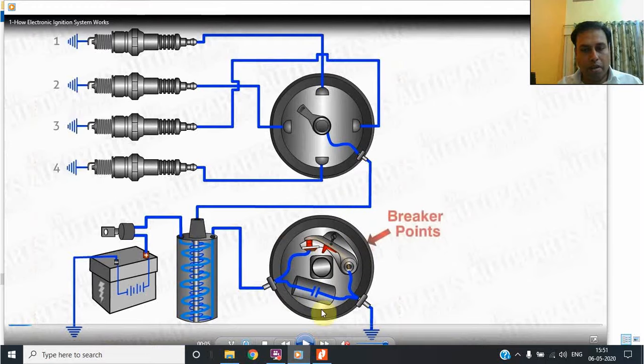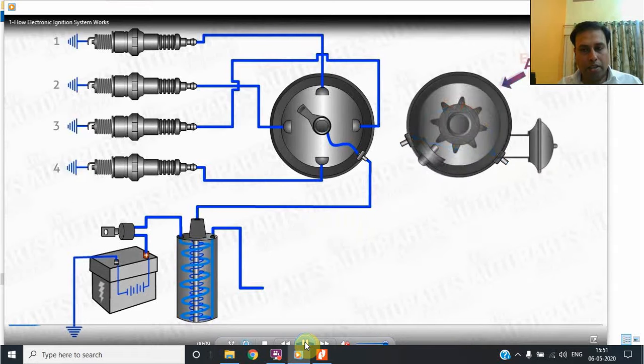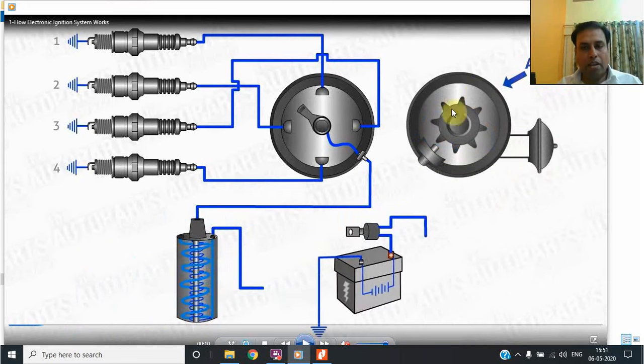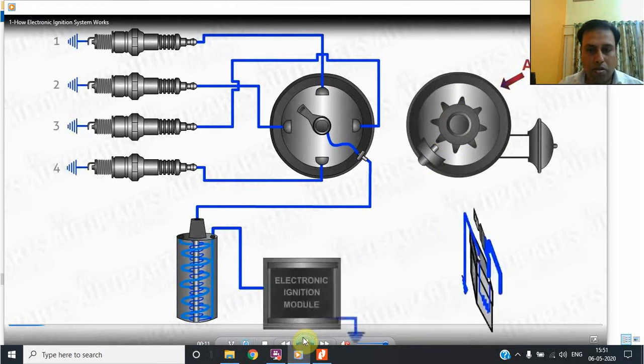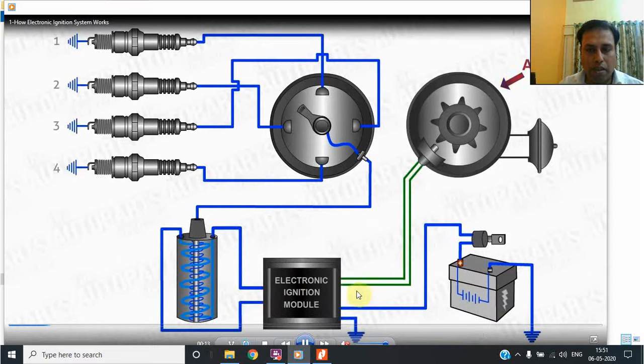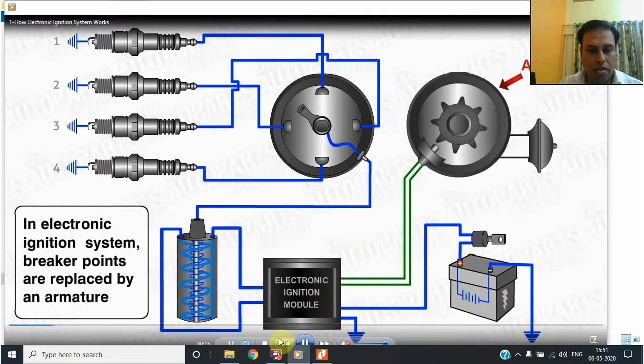What they have done, the breaker point, that is the contact breaker point, they have replaced. Now they have replaced it with an armature type sensor. This is used to give the signal to the engine control module. So this is the engine control module, and these signals are used. In the electronic ignition system, the breaker points are replaced by the armature. So this is the armature.